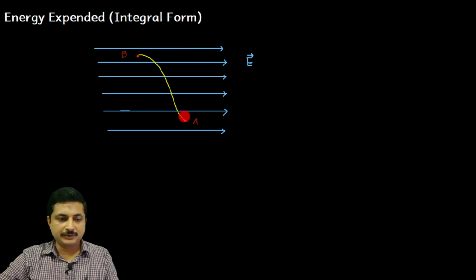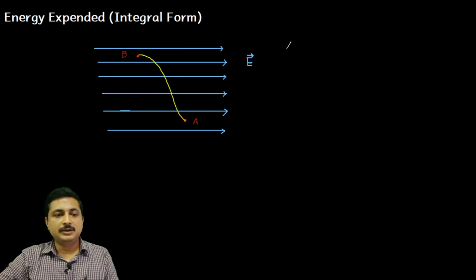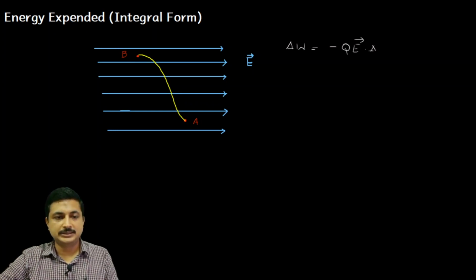But if it was a differential path, if A and B were very near, then we already know the equation for the work done. We call it the differential work done. The differential work done was given by the equation minus Q E dot delta L, is it not?